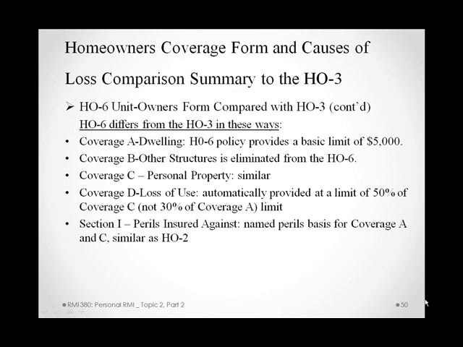And thirdly, the personal property coverage is very similar. Coverage D, the loss of use, is not going to be a percentage of coverage A, but a percentage of coverage C, because you don't have much coverage A, right? So you're going to have a limit of 50% of the coverage C limit for the loss of use. And the Section 1 perils insured against will be on a named peril basis for coverage A and C, which is similar to the HO2.